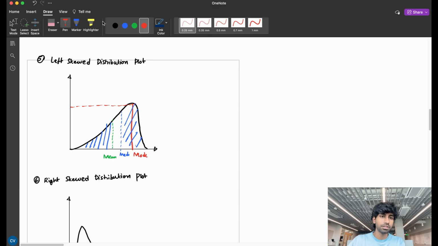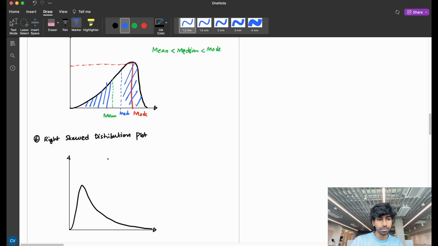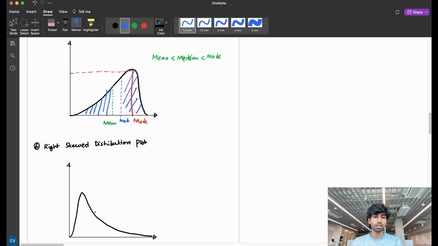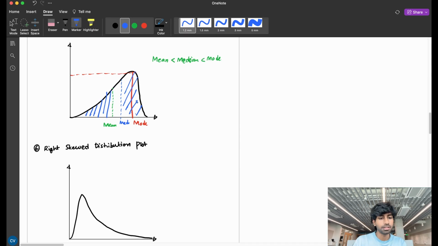So in a left skewed distribution, we get to see mean is less than median is less than mode. And similarly, you can try it as an exercise to locate the mean, median, and mode on a right skewed distribution plot. We don't have to remember these as conditions, but just from the distribution itself, we'll be able to relate and reason why this happens.